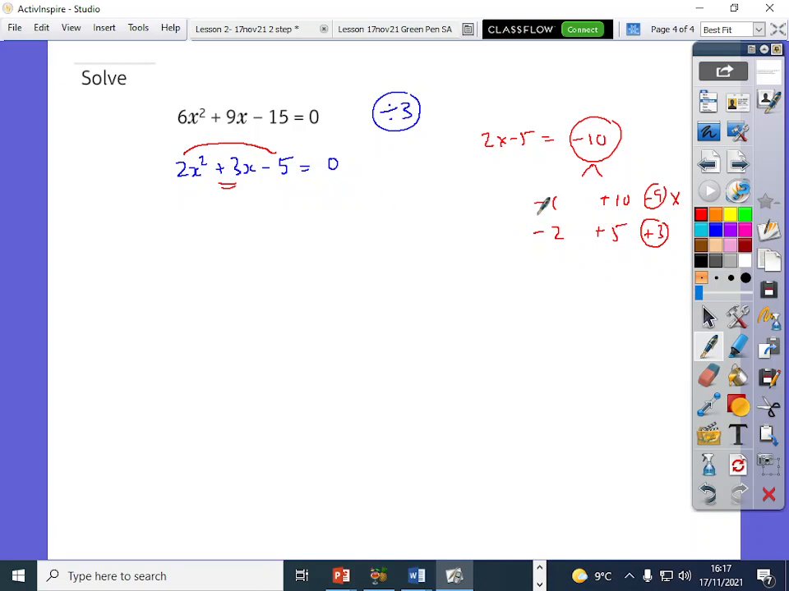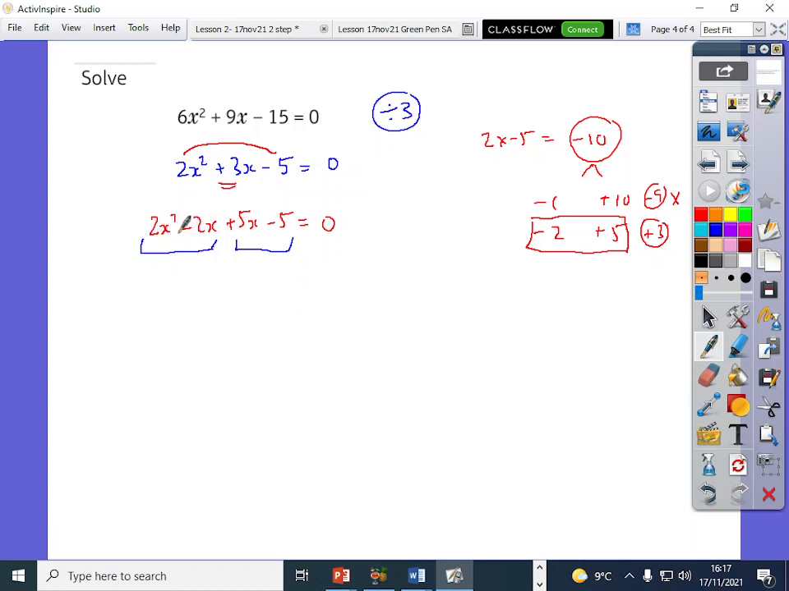Okay, so I'm going to replace that middle term with minus 2x plus 5x. So let's go for it. The first term stays the same, that's going to be a minus 2x, and we'll call that plus 5x, minus 5 equals 0. Now note that this is the same as that. I've just split the positive 3 into minus 2 plus 5. Okay, once you've done that, you then go and factorize the first two terms and last two terms.